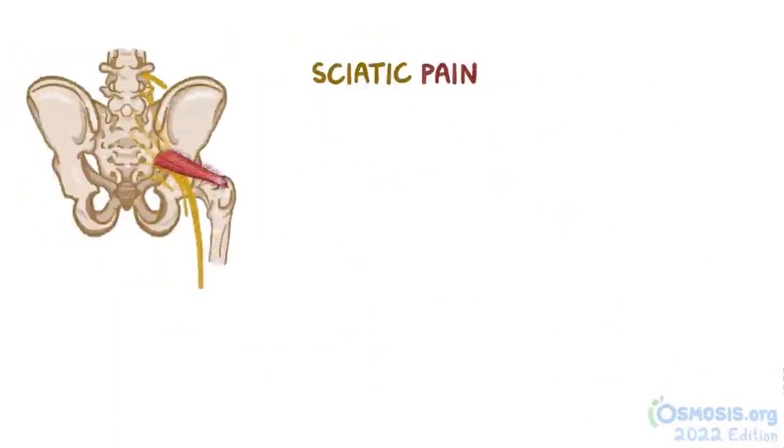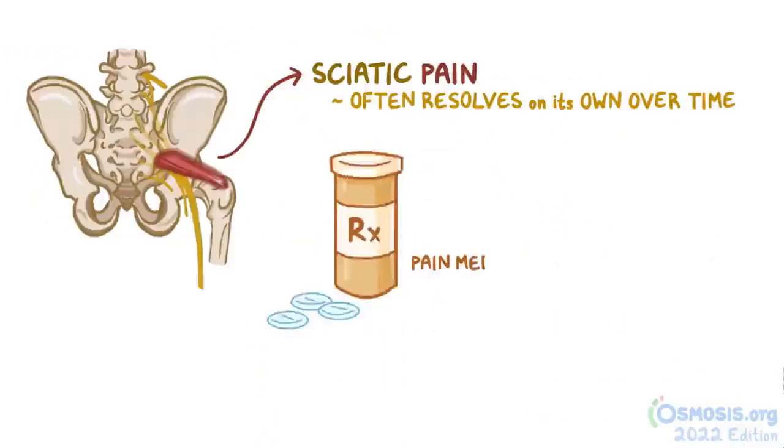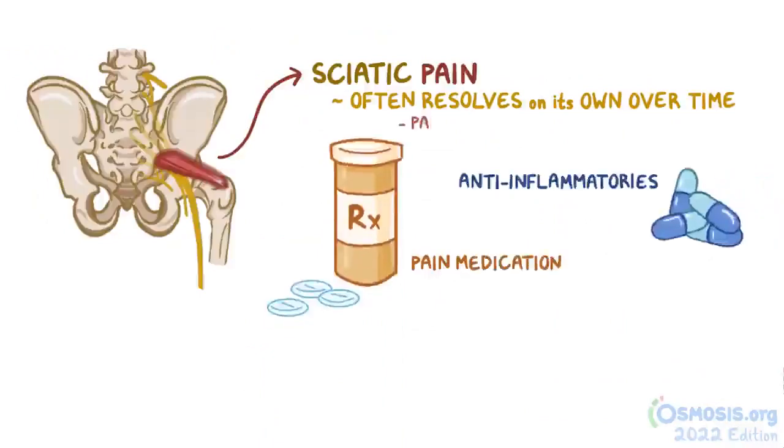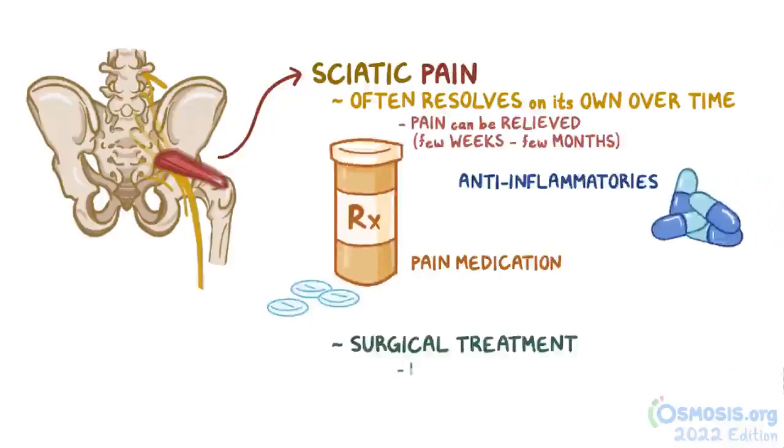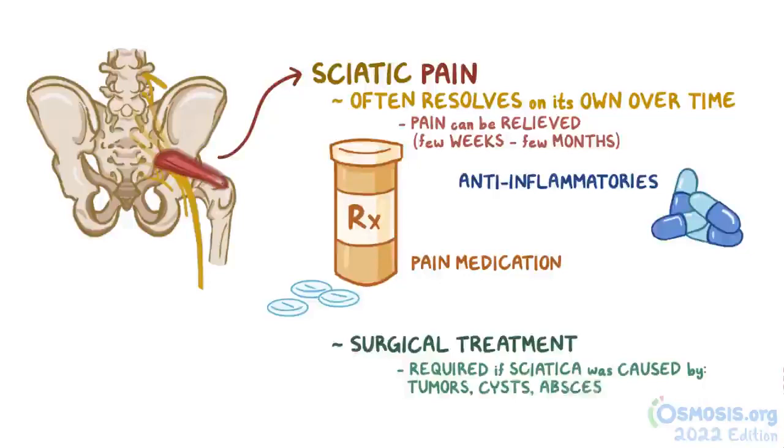Sciatic pain caused by inflammation often resolves on its own over time. With pain medication and anti-inflammatories, the pain can be relieved in a few weeks to a few months. Surgical treatment is required if the sciatica was caused by tumors, cysts, abscesses, or injury to the spinal cord.